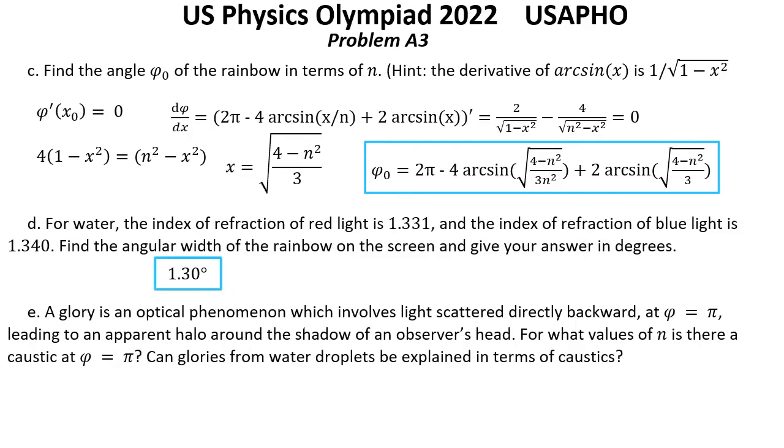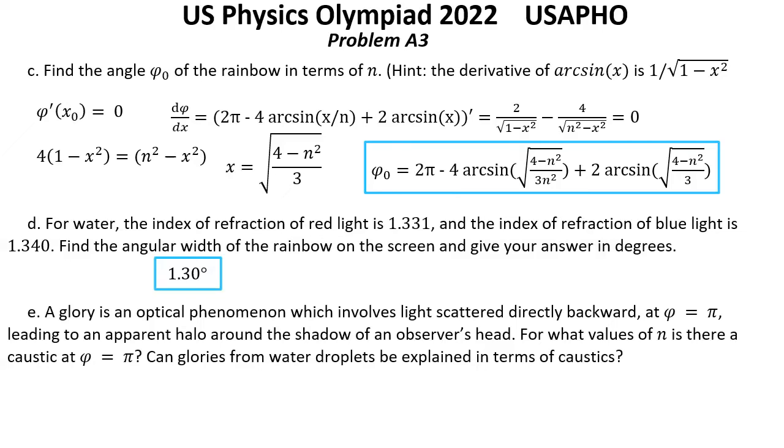Solution. Referring to our answer above, we have a caustic whenever the denominator, dφ over dx multiplied by sine φ, vanishes, and the sine φ vanishes for φ equal to π.